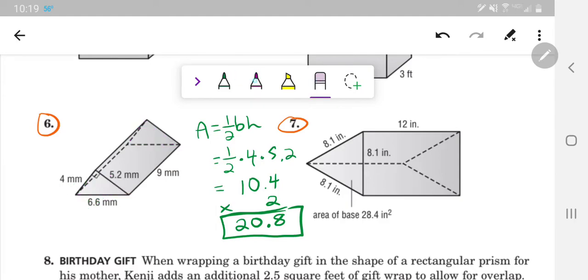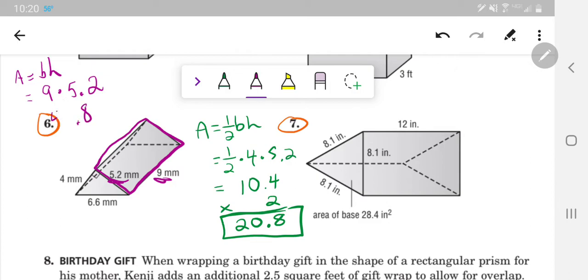All right, let's focus on this shape here. That's a rectangle. The area of that is going to be base times height. And what do we have here? 9 times 5.2. Right, 9 and 5.2 are the length and width of that, or base and height. So let's go 9 times 5.2, and that gives us 46.8. So we have that as another one we're going to add in. Okay, now I'm going to do the bottom.